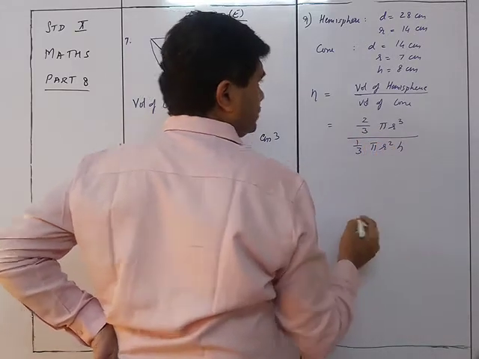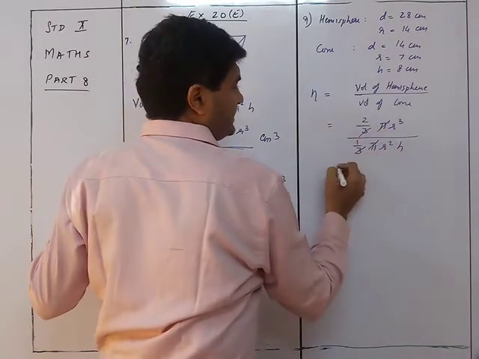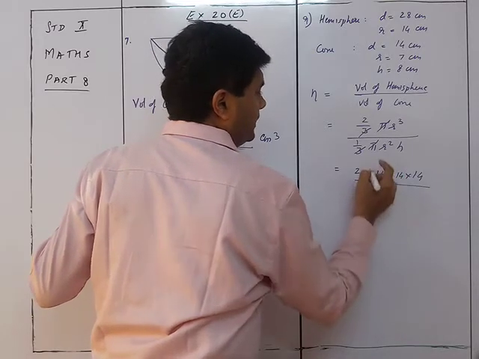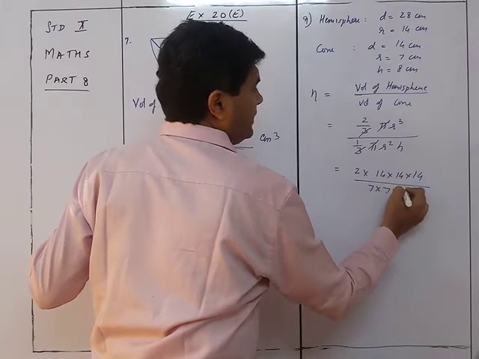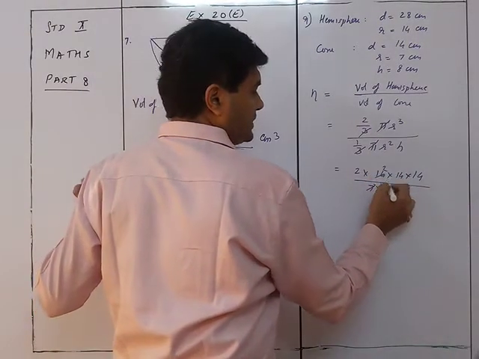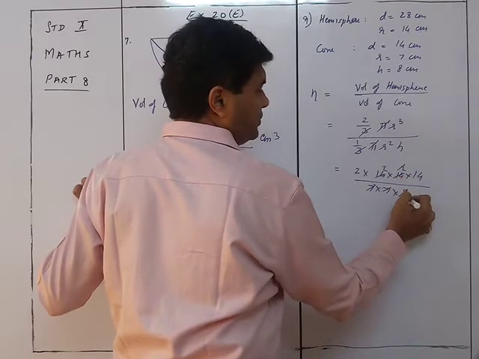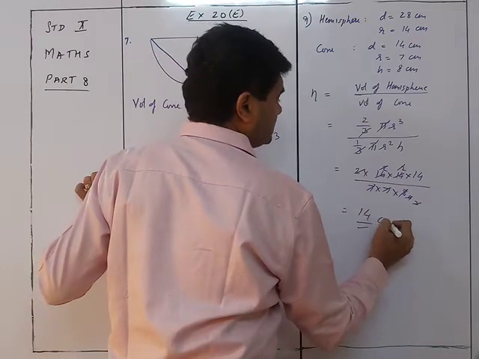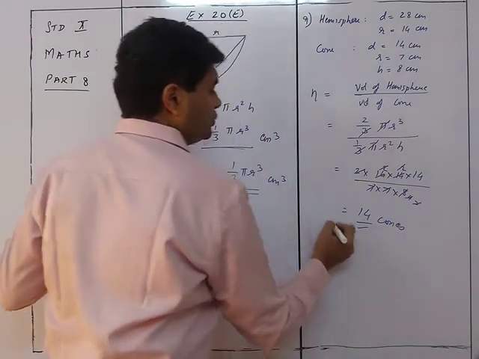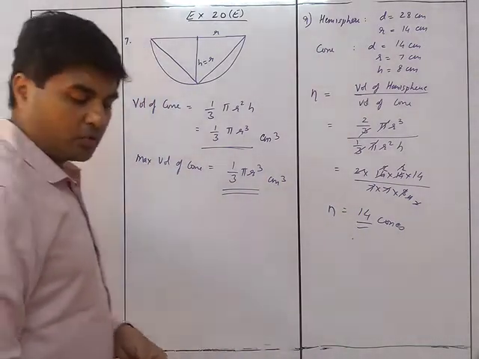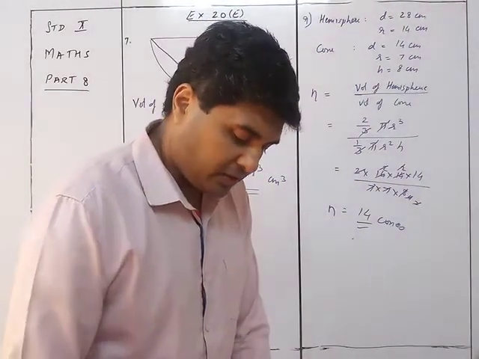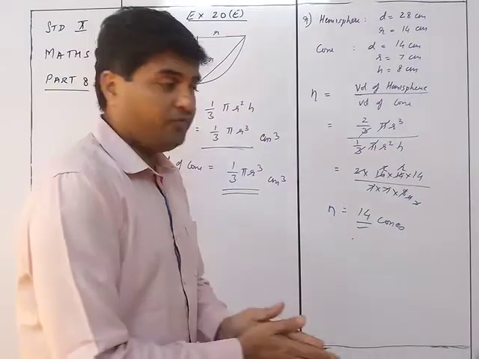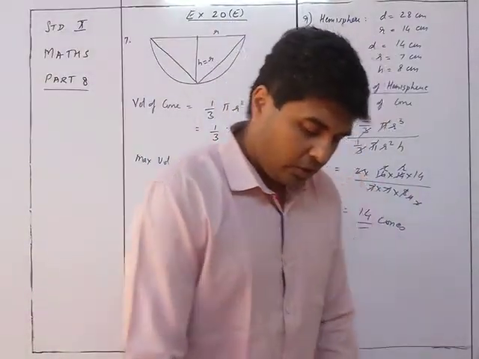r square h. Pi 3 cancels. It's 2 into 14 into 14 into 14 upon 7 into 7 into 8. That's 2, this is 8, 4, that's 2, 1. So it's 14 cones that are going to be formed. The number of cones formed will be 14. So that's exercise 20E, sum number 9, answer 14. So this was the end of exercise 20E.